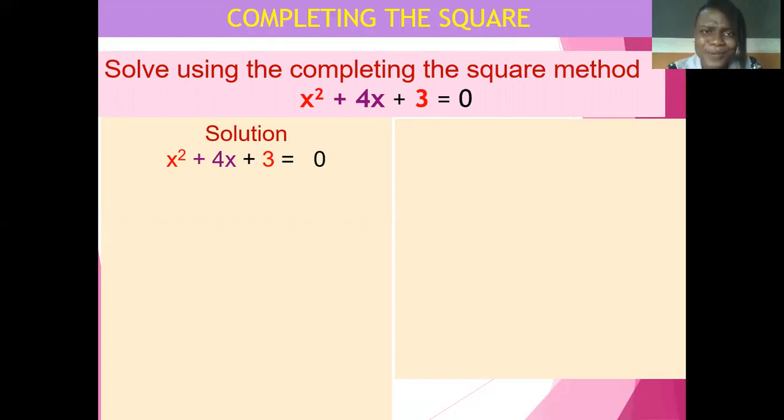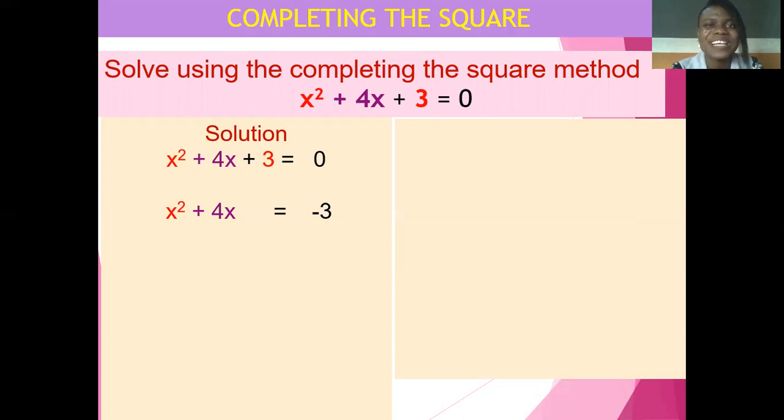So how do we solve this? First step, take the third term, that's the C, the constant term, to the other side. We're not going to be dealing with it on the left side. So this is what we're going to get first: x squared plus 4x equals minus 3. Okay, follow me. Once you've taken it to the other side, okay?